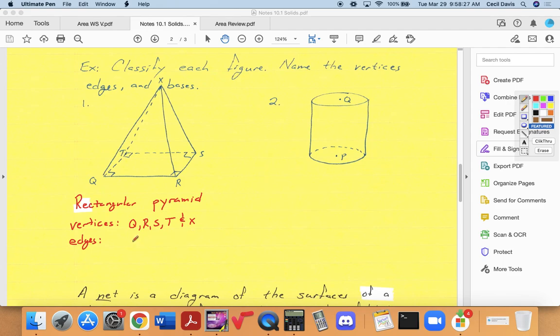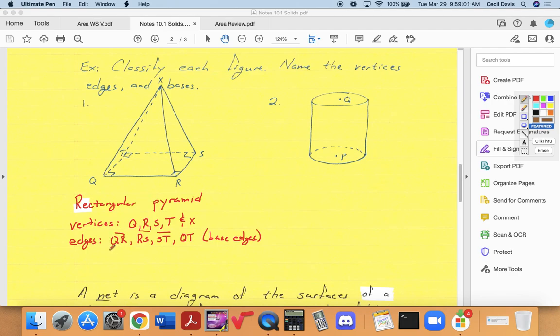Well, there are 2 different sets of edges in this one. There's segment QR, segment RS, segment ST, and segment QT. Those are called the base edges, because they go around the base.